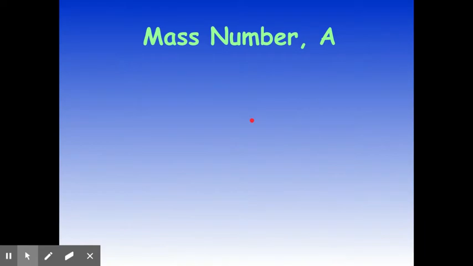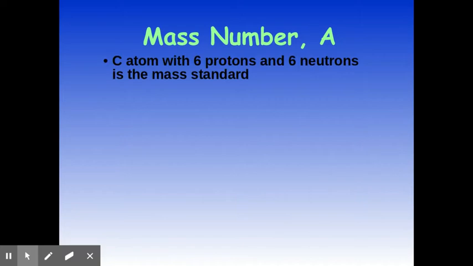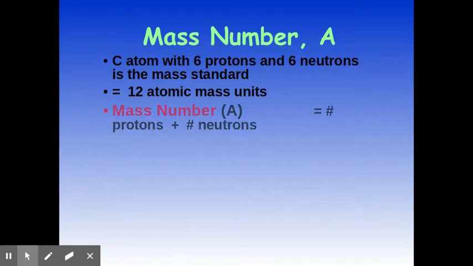All right, so atomic number was Z. I know atomic starts with an A, but we represent it with Z, whereas mass number is represented by A. Makes perfect sense, right? A carbon atom with 6 protons and 6 neutrons is the standard for mass. We took carbon-12, the most common type of carbon, with 6 protons and 6 neutrons, divided that up and called those atomic mass units, and said it has 12 AMU.